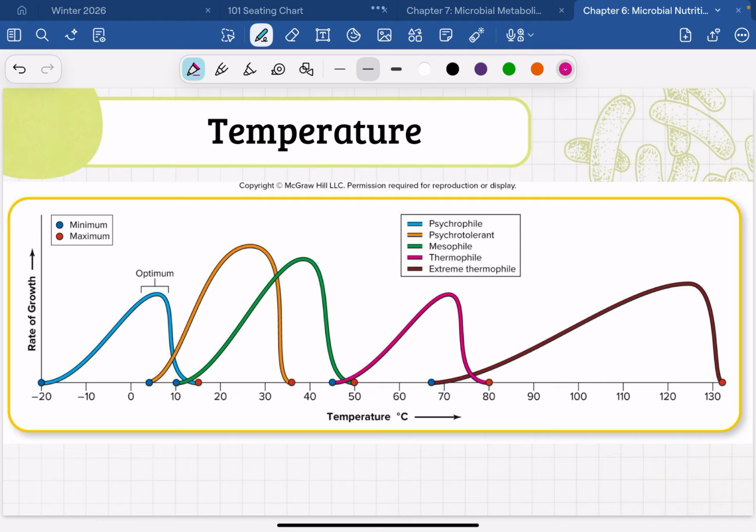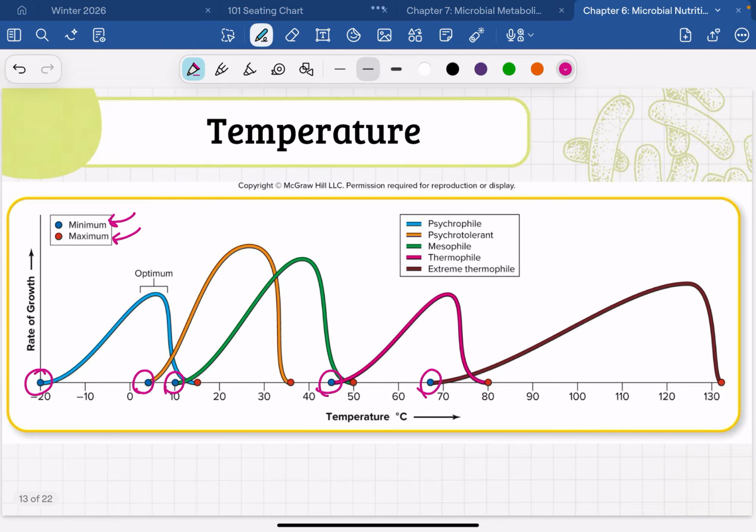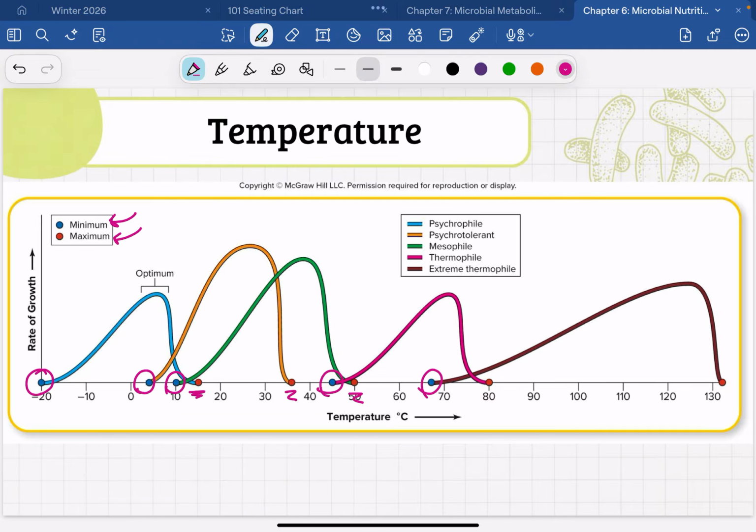When we're looking at these temperature ranges, there are 3 different things we're going to look at. The first one is the minimum temperature at which something can grow, and the maximum temperature at which something can grow. The minimum is going to be this blue dot on any of these, and the maximum is going to be the pink dot over here. Those are the outside edges of how something can survive.